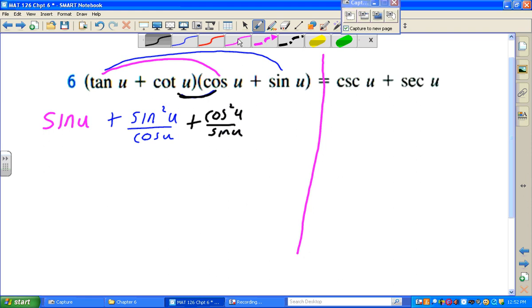And then finally, I need another color, blue, red. What is cotangent times sine? Cosine. There.